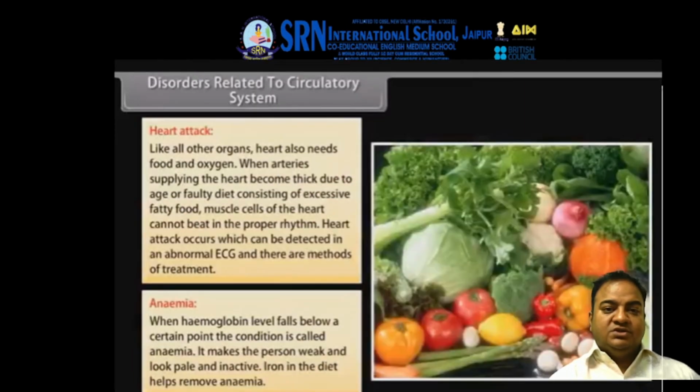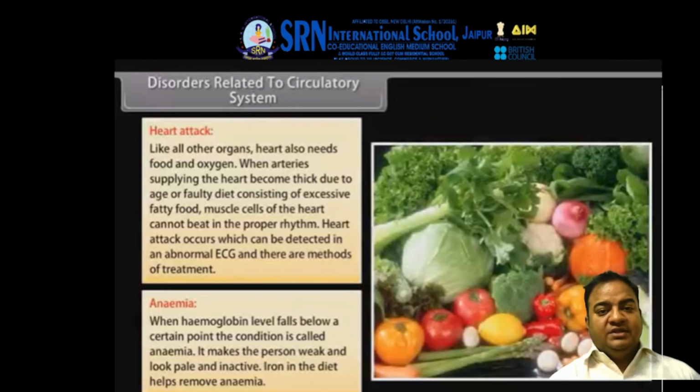Disorders related to the circulatory system. Now, the first and the foremost important disorder of the heart is heart attack. Like all the other organs, the heart also needs food and oxygen. When arteries supplying the heart become thick due to age or faulty diet consisting of excessive fatty food, muscle cells of the heart cannot beat in the proper rhythm.